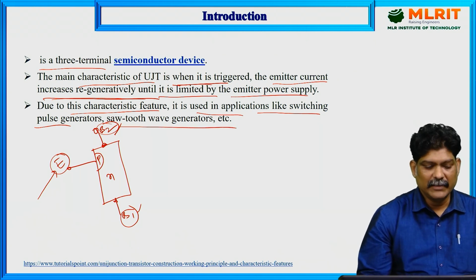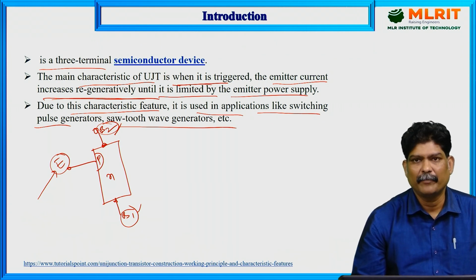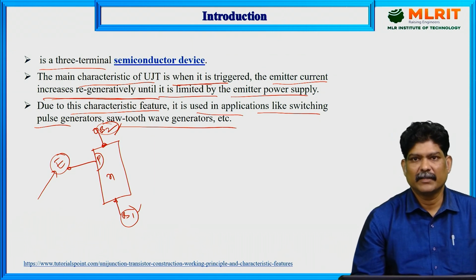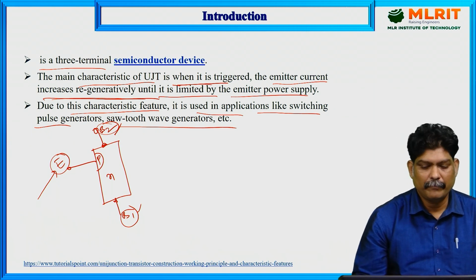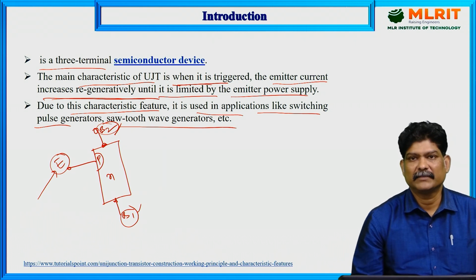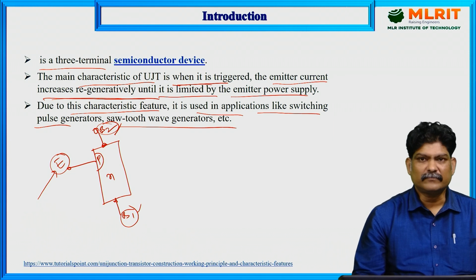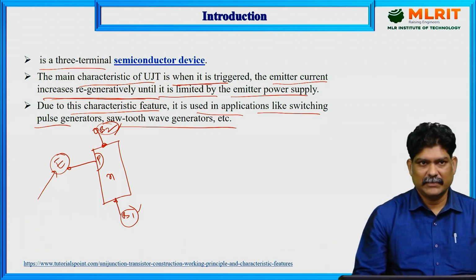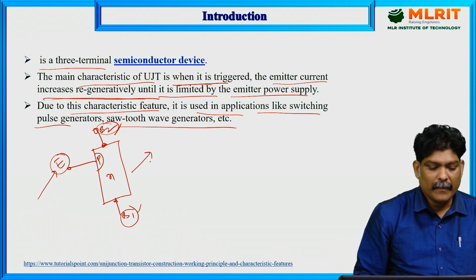Switching pulse generators are needed in specific applications such as pulse width modulation techniques, particularly in communication systems, where we generate specific periodic pulses. In such cases, we can use this kind of uni-junction transistor. I hope you understand the basic construction of this UJT.